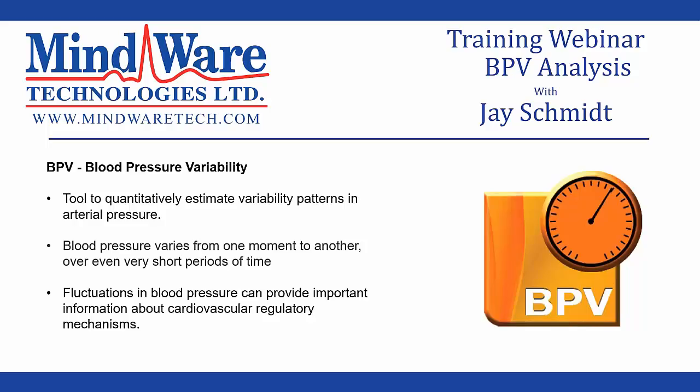Why we're using this: blood pressure varies from one beat to another. So even over short periods of time, there can be some fluctuations. We'll cover this a little bit in the next slide. And again, we can get a lot of information about the cardiovascular system in general just by looking at it continuously.